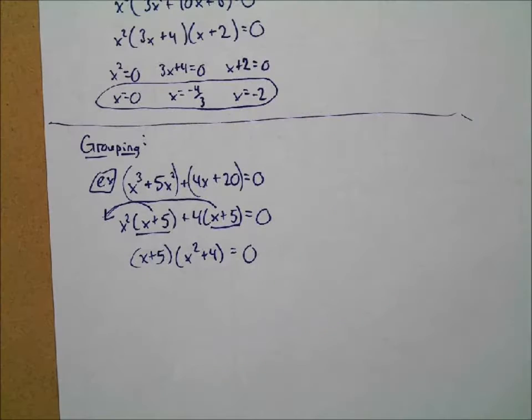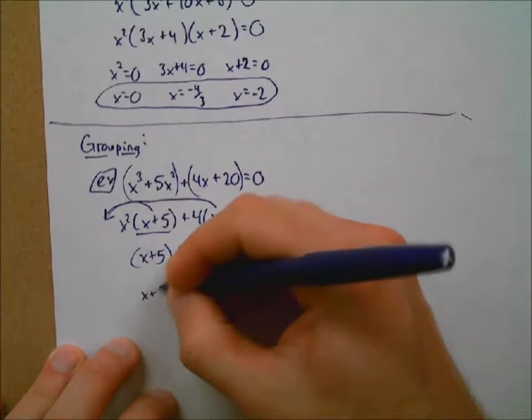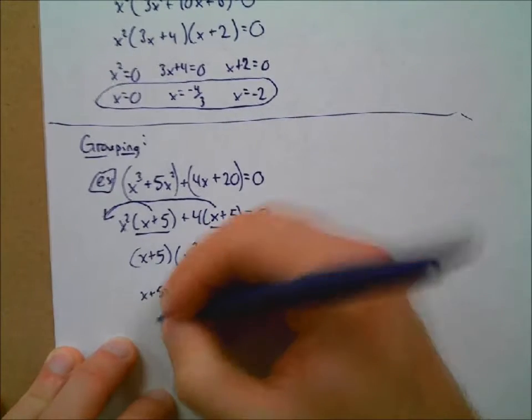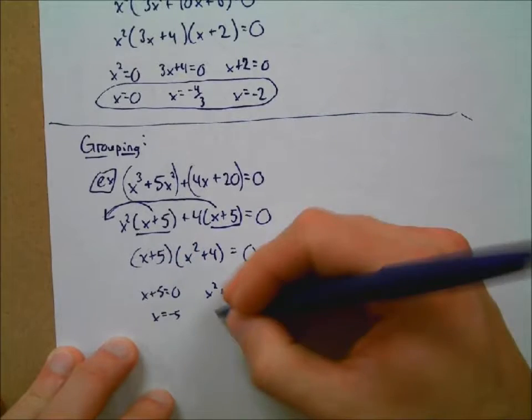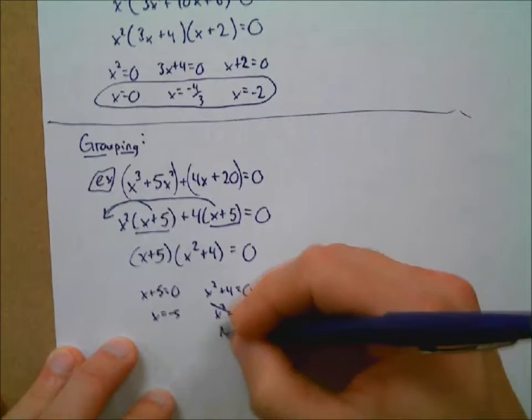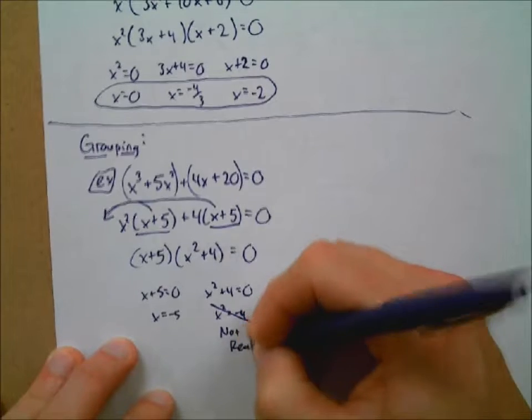And so, again, we have a product. It's equal to 0, and so we can set each of those equal to 0. So x equals negative 5, x squared equals negative 4, and so there's not a real solution there. We have one real solution.